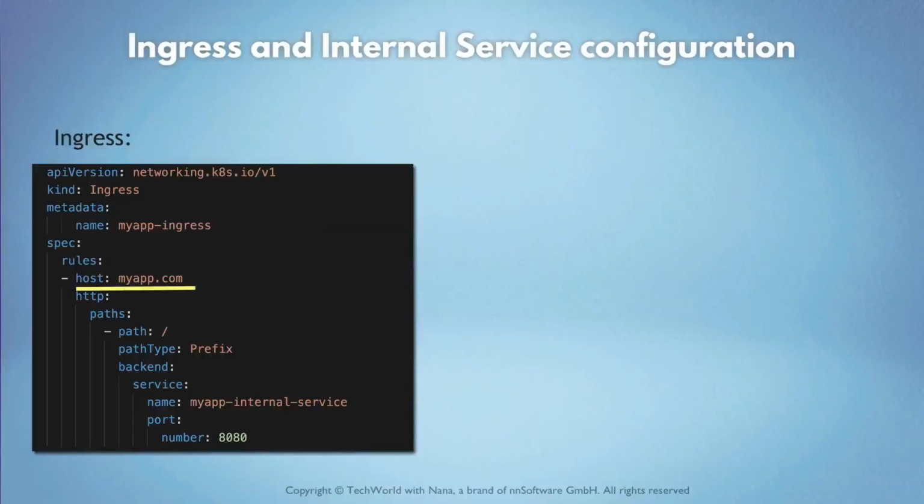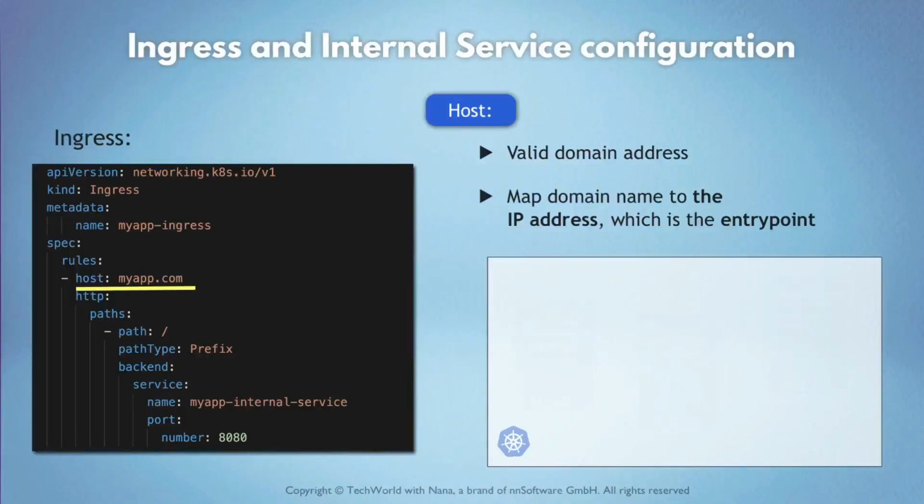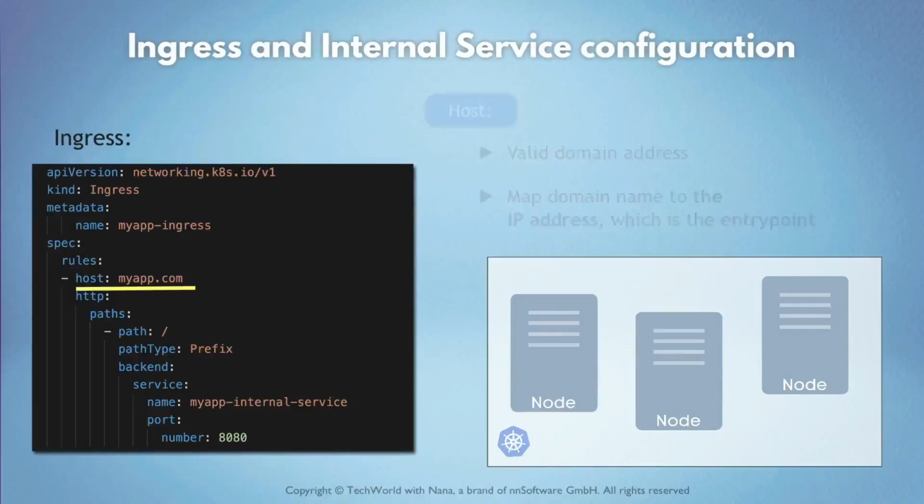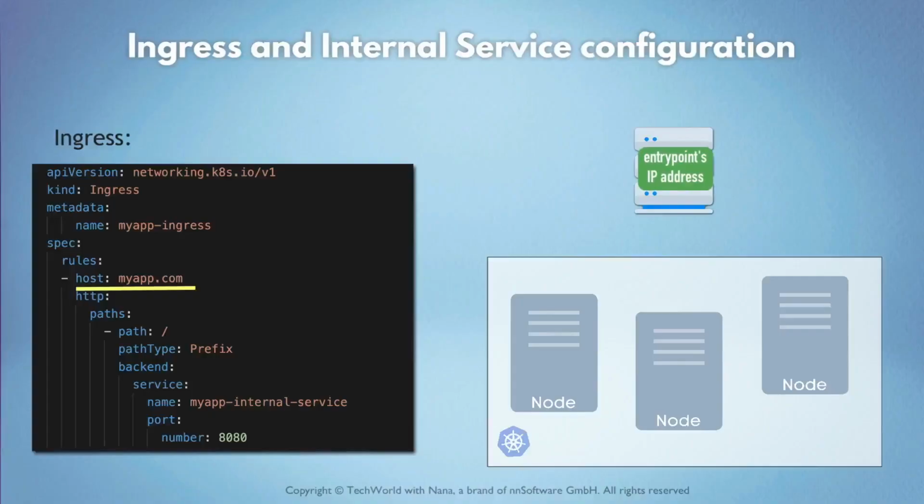So this should be a valid domain address. So you can't just write anything here. It has to be, first of all, valid. And you should map that domain name to IP address of the node that represents an entry point to your Kubernetes cluster. So for example, if you decide that one of the nodes inside the Kubernetes cluster is going to be the entry point, then you should map this to the IP address of that node. Or, and we will see that later, if you configure a server outside of the Kubernetes cluster that will become the entry point to your Kubernetes cluster, then you should map this host name to the IP address of that server.